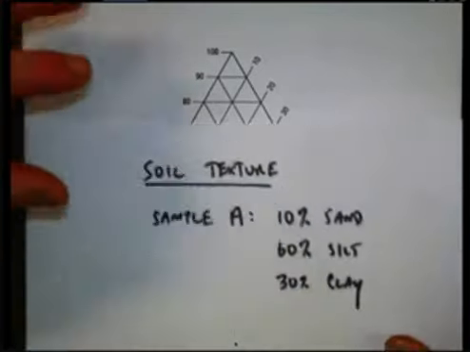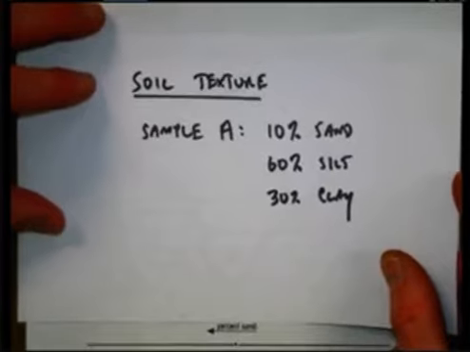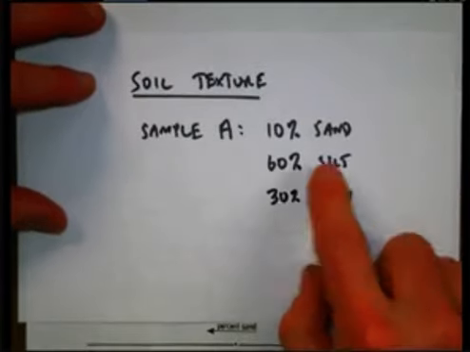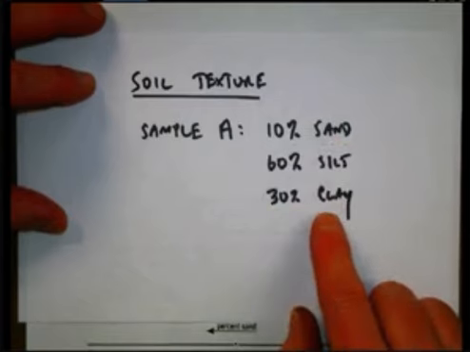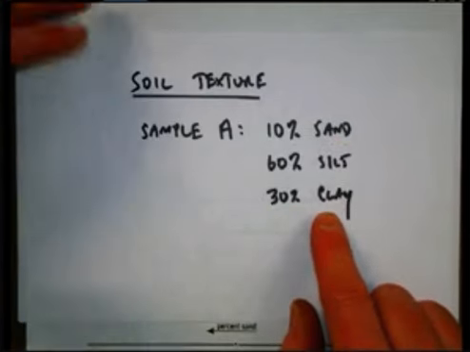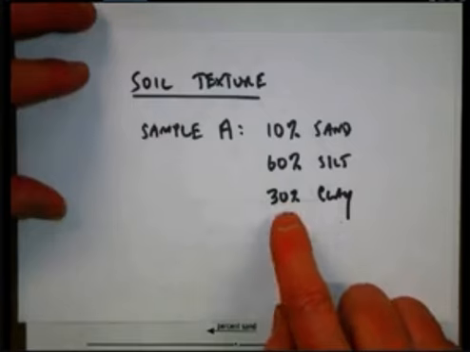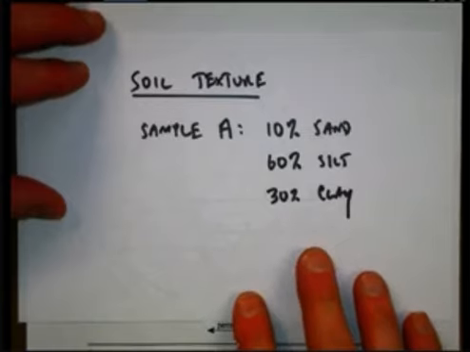So example number one, we'll just call it sample A. I've got the three particle sizes of 10% sand, 60% silt, and 30% clay in this one soil sample. Before you do any plotting, it's always a good idea to make sure that the three percentages add up to 100%. In this case, they do. And now we'll go ahead and plot them on that ternary diagram.